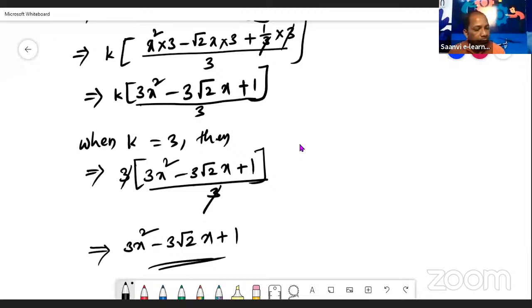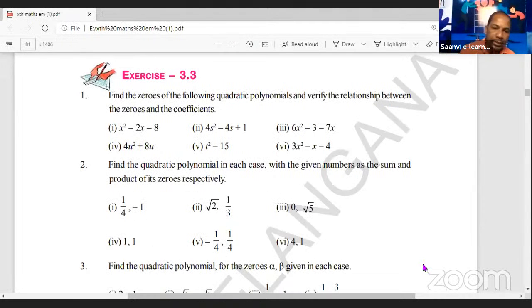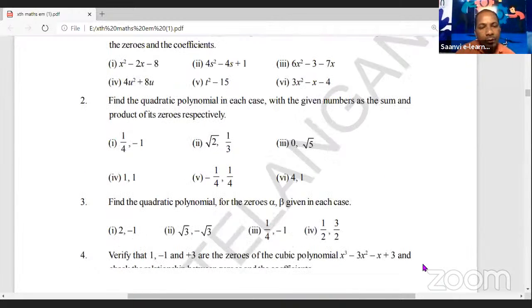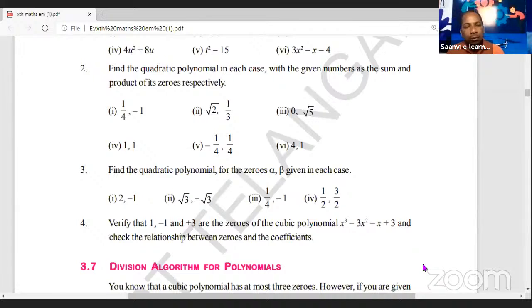Again, 4 problems are there. You complete them, right? Now let us see the next question. Definitely one problem will come from this exercise, a 2 marks question. Okay. Now see the next bit, the third bit. Find the quadratic polynomial for the zeros alpha comma beta given in each case.